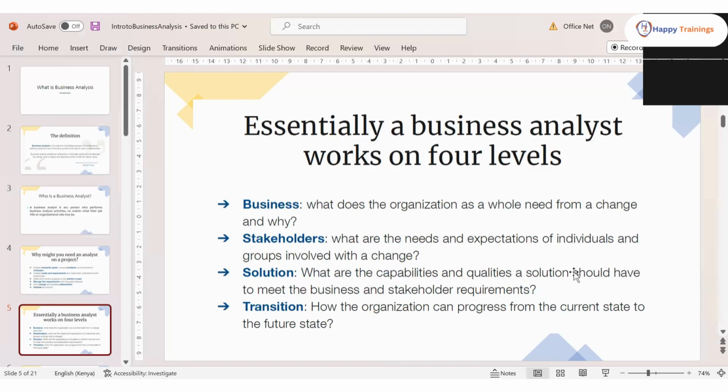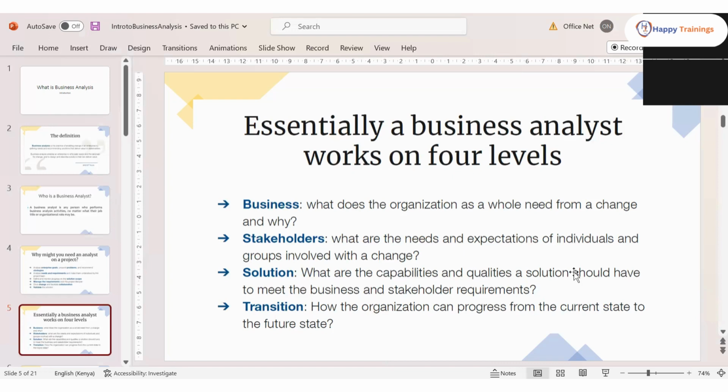Solution: what are the capabilities and qualities the solution should have? We have identified what the business needs. We have identified what the requirements of the stakeholders are. Now we have to provide them the solution based on that problem or change or need that is required. So what are the capabilities and qualities the solution should have to meet the business and stakeholder requirements? We have to do that.